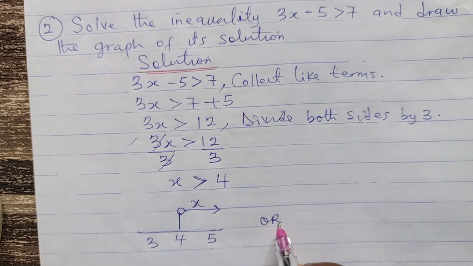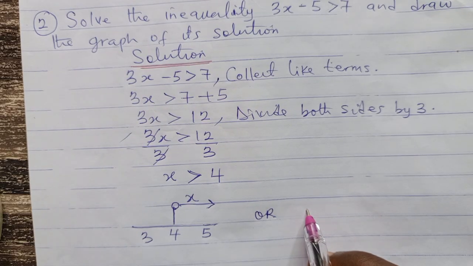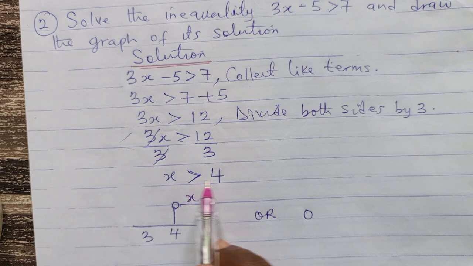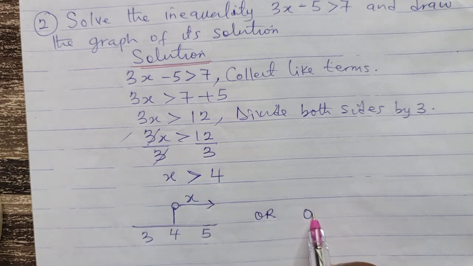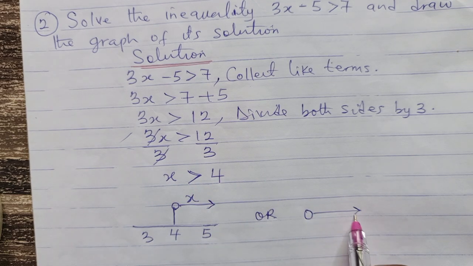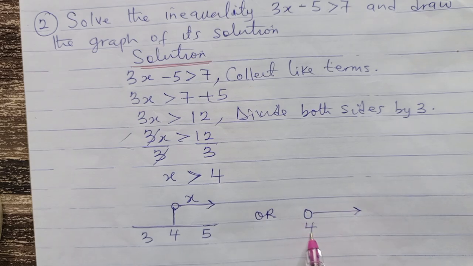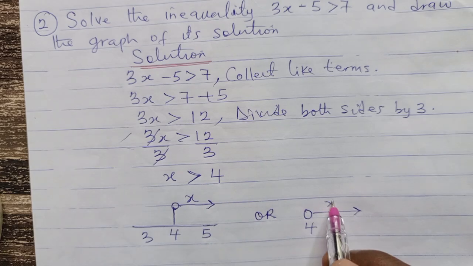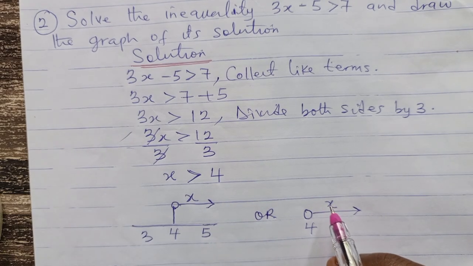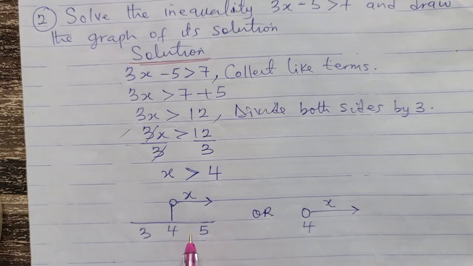Or you can draw the graph this way by just writing your circle. Okay, so since x is greater than 4, greater than means the arrow is pointing to the right. Okay, then you put your 4 here. That is this 4, you put it here. Then the x here, you put it on top. So these are the two ways we can draw the graph of our solution. Okay, let's move to question 3.